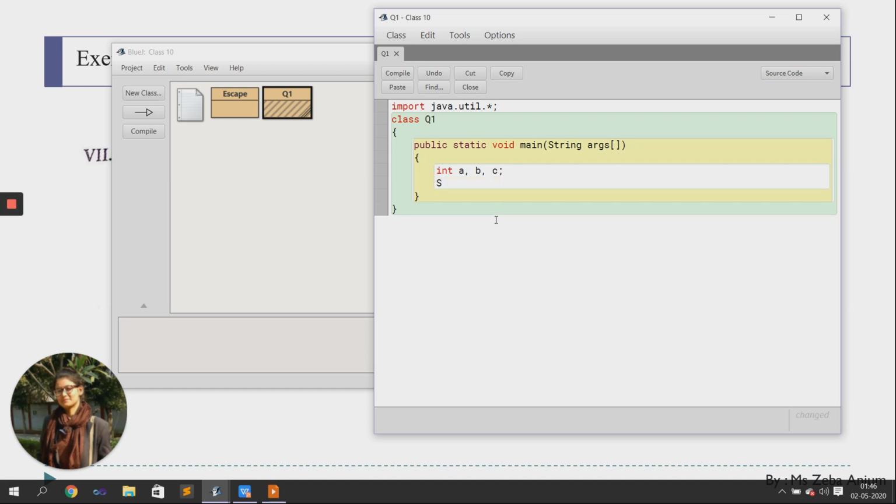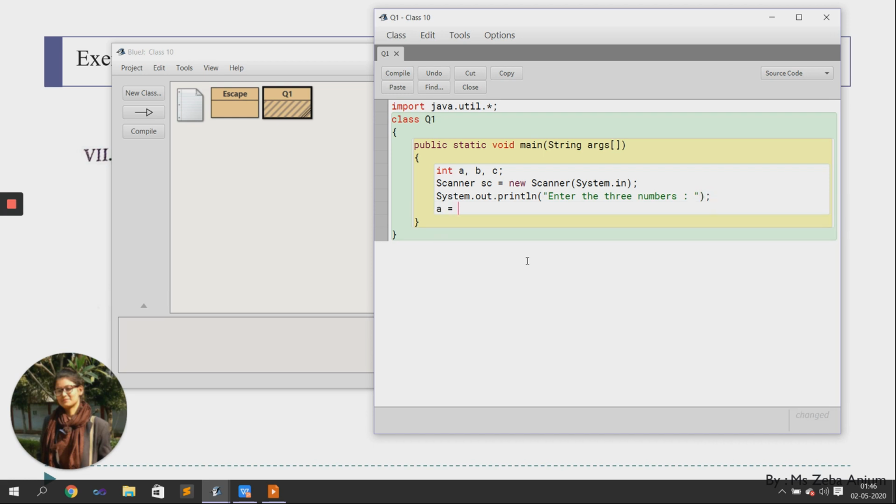Now Scanner sc equals new Scanner(System.in). With this line, we are going to create an object sc of the Scanner class. Now System.out.println, in brackets write: enter the three numbers. Now we have to take input: a equals sc.nextInt(), taking a number as input.